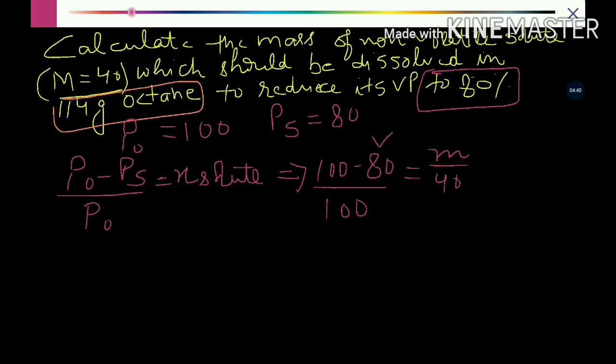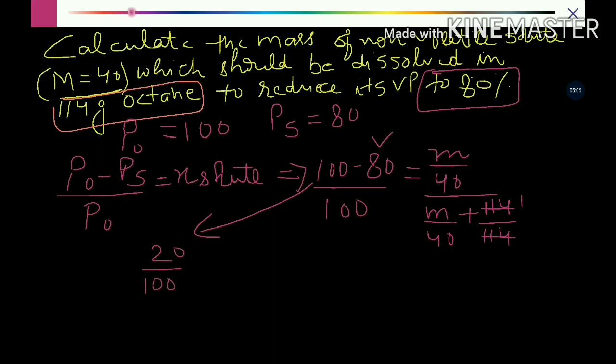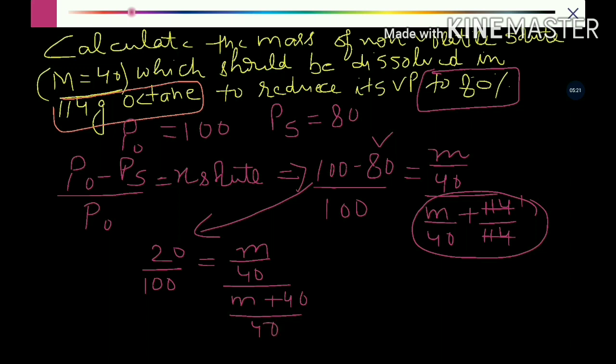by 40 plus. Now it is 114 gram octane, mass is mentioned, and the molar mass of octane is also 114. So this cancels to be 1. Now when we solve this equation, 100 minus 80 is 20 by 100 is equal to m by 40 divided by, so on solving the denominator, it becomes m plus 40 divided by again 40. So here 40 and 40 cancel. So it is 20 by 100, that is 1 by 5.